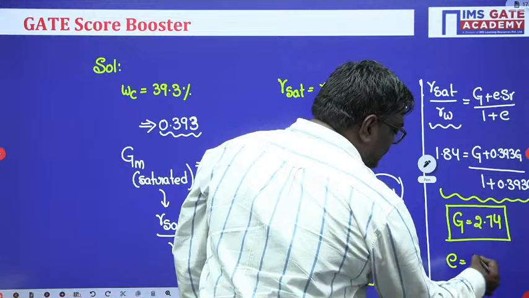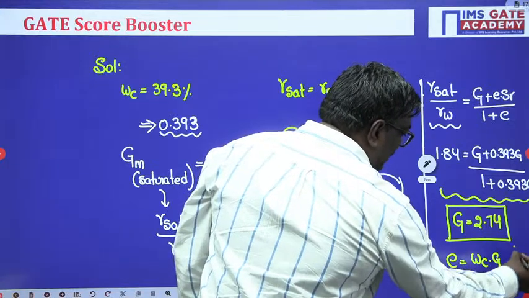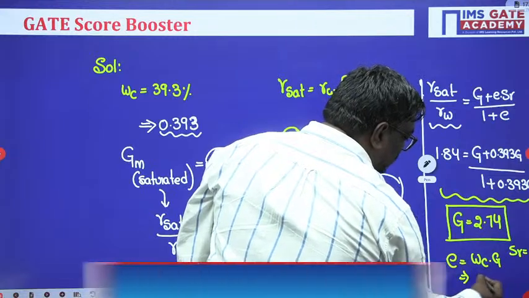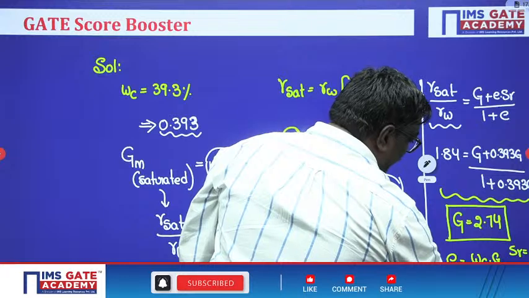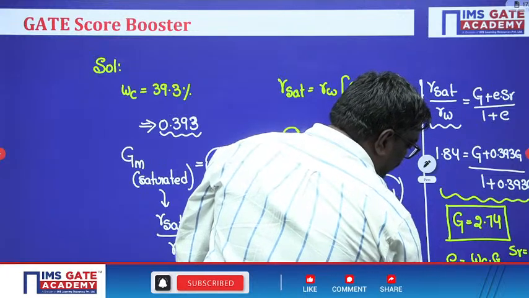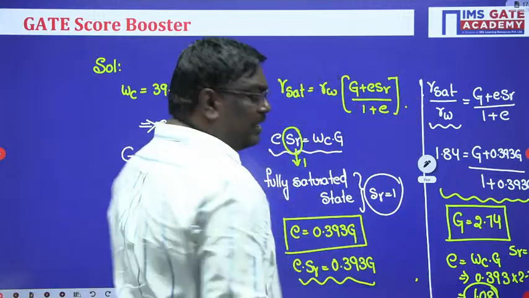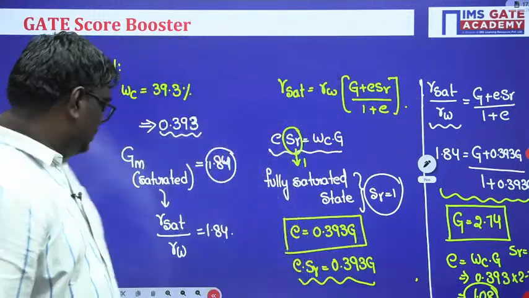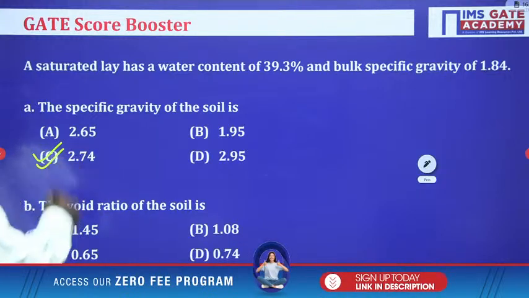Void ratio is what, sir? Water content into G, because SR is 1. As SR is equal to 1, 0.393 into 2.74, you will get a value of 1.08. Agree, my dear students? Am I clear, sir? So if you see the options here, 2.74 is the right option.